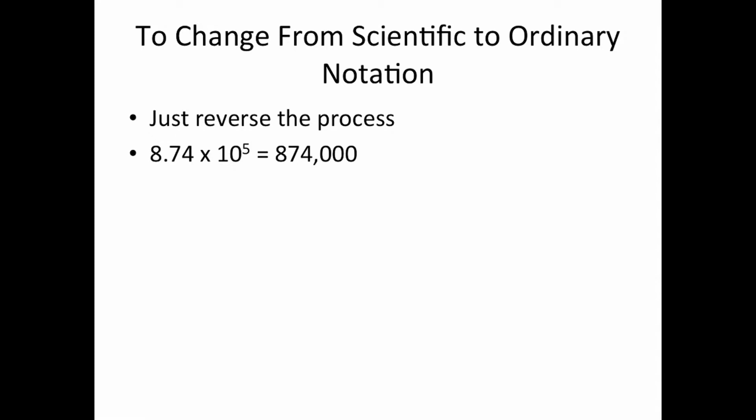To change from scientific notation to ordinary notation, it's just the reverse. You could take 8.74 times 10 to the 5, and of course moving that decimal place the other way, it's 874,000.